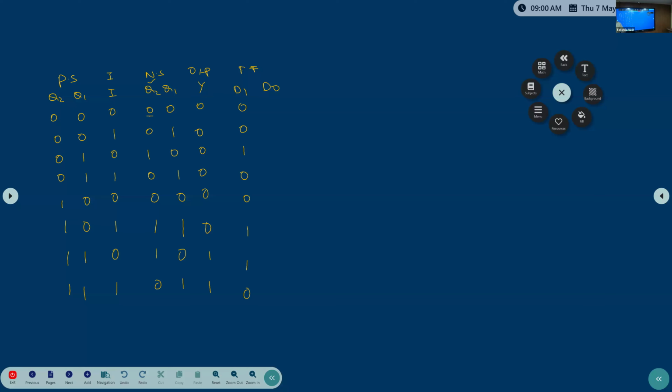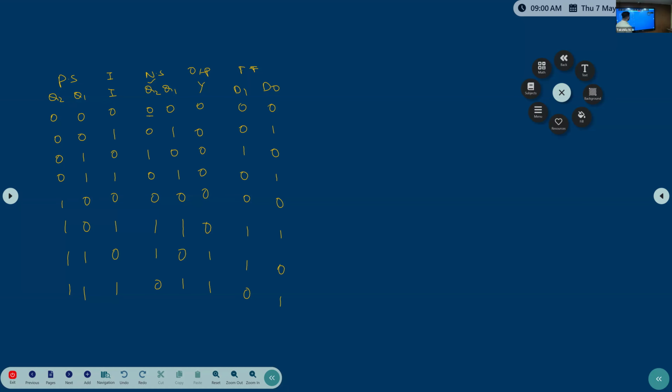If someone says JK flip-flop, you need to check what the JK excitation table is, and based on that excitation table you need to draw here. Getting? So next here 0, 1, 0, 1, 0, 1, 0, 1. Clear?